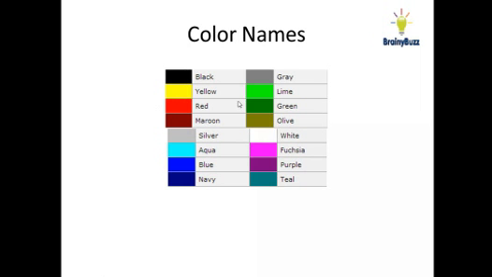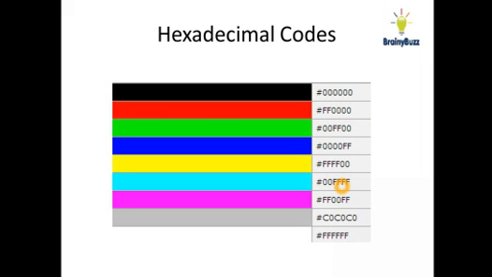Color names are the names that you can enter. You can write black, yellow, red, maroon, silver, any kind of color. You can look on the net for the list of colors. In hexadecimal codes, when you make everything 0 you get black, and when you include all three colors you get white.